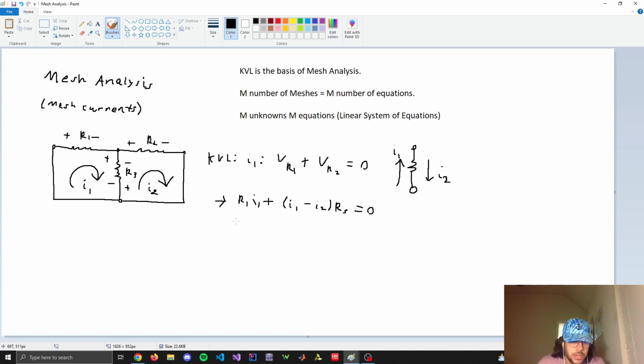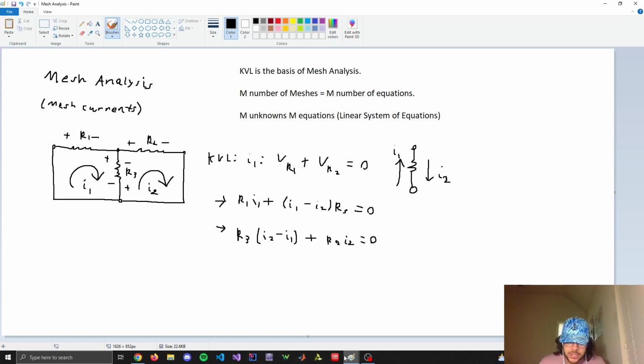And then mesh 2, likewise, will just be the voltage drop R3. It's going to be I2. Oh, sorry, no, wrong. It's supposed to be R2, or R3, sorry. R3 times I2 minus I1. That's this voltage drop across here, plus VR2, which is just R2 I2, equals 0. So yeah, this is the basis of mesh analysis.